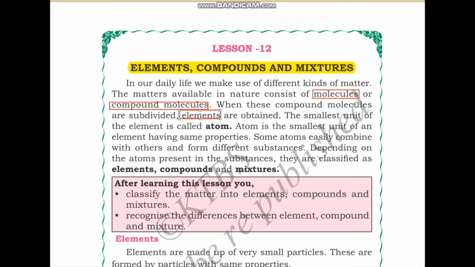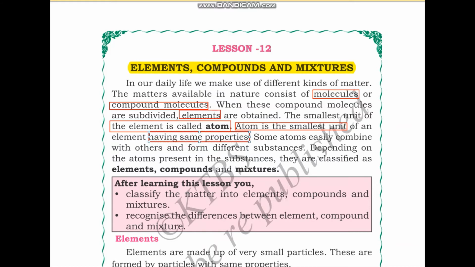So the matter that exists in nature consists of molecules or compound molecules, and when these compound molecules are further divided, we get elements. The smallest unit of an element is called the atom. Atom is the smallest unit of an element having the same properties as that element.